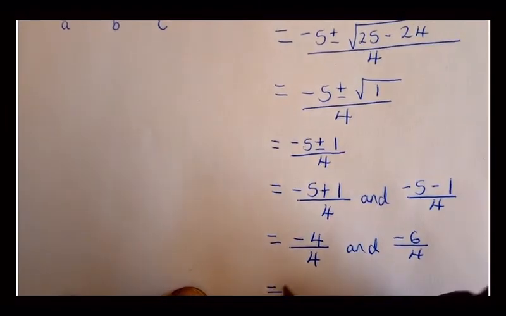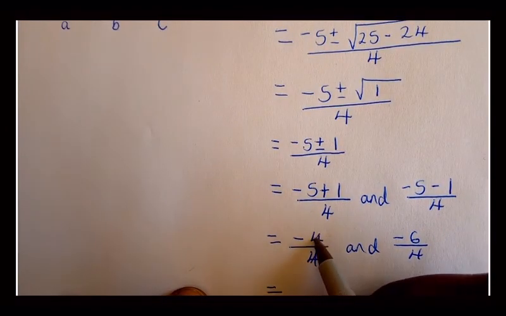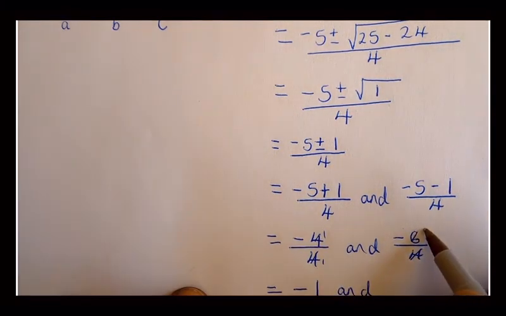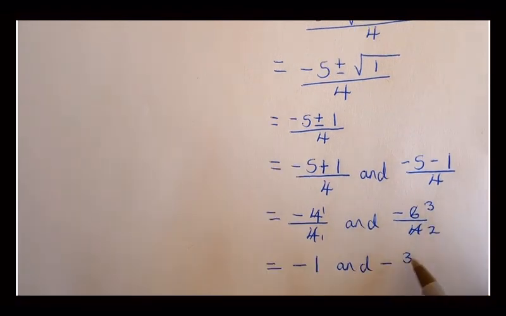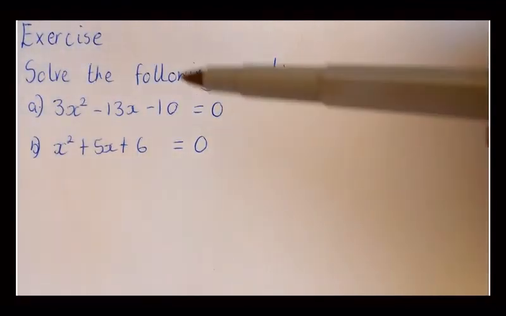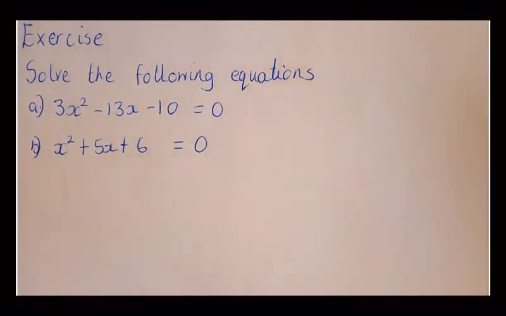So this becomes negative 4 divided by 4 is equal to negative 1, and negative 6 over 4, the common factor is 2. 2 into 6 is 3, 2 into 4 is 2, negative 3 over 2. So this is our solution to the equation. Please work out the exercise that is on the screen, then check the solution thereafter.